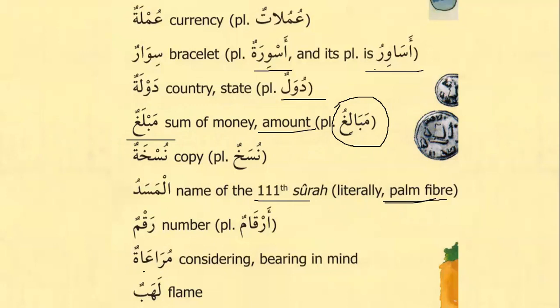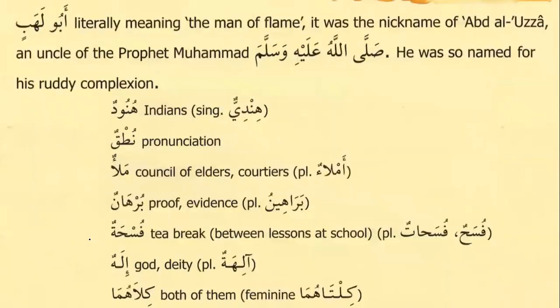Mura'at, ra'a, yura'i, mura'atun. It's on the pattern of, yes, jahada, yujahidu, mujahadatan. Mubalaghatun, yes, balagha, yubalighu, mubalaghatan. That's right. Then we have considering, or bearing in mind. Lahabun is used for the flame, and Abu Lahabin, literally meaning the man of flame.